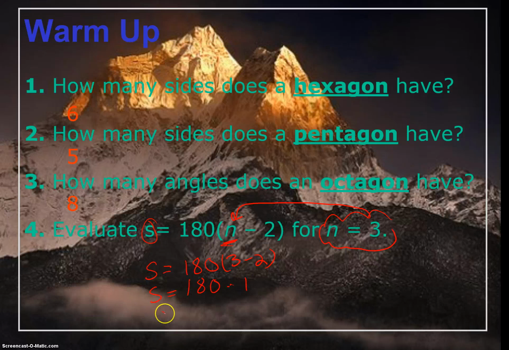When I multiply, I get a final answer of 180 degrees for my sum of all the angles, in this case in a triangle. I already proved that to you with the triangle sum theorem, so let's move on.